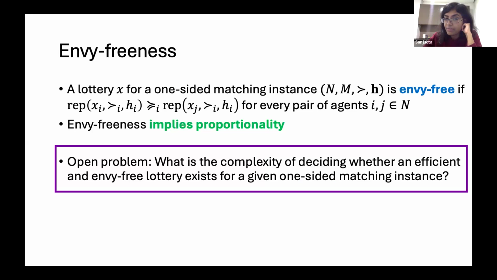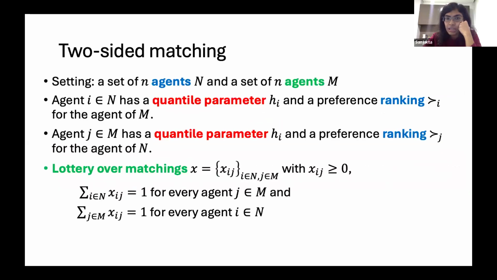And then we define envy freeness. So envy freeness would mean that in the lottery, my representative should be at least as good as anybody else's representative with respect to my ranking. And as we have in the classical setup, we also have that envy freeness implies proportionality. We know that an efficient and envy-free lottery may not exist. What we do not know is the complexity of deciding whether an efficient and envy-free lottery exists in one-sided instances. I will skip the two-sided instance.